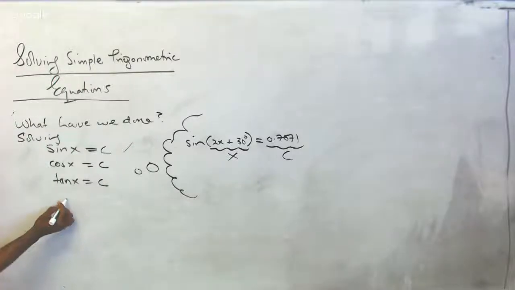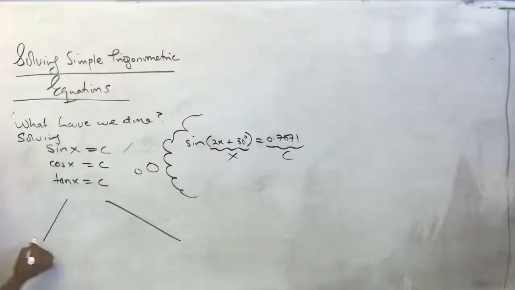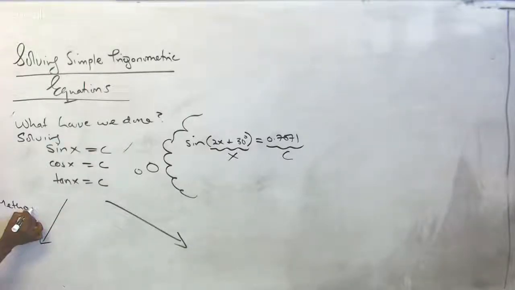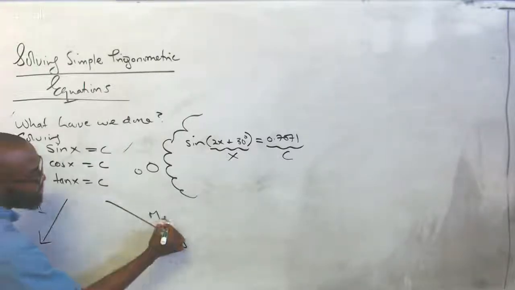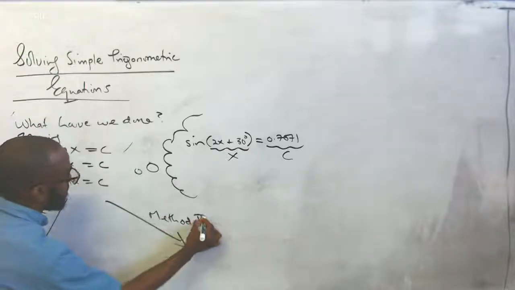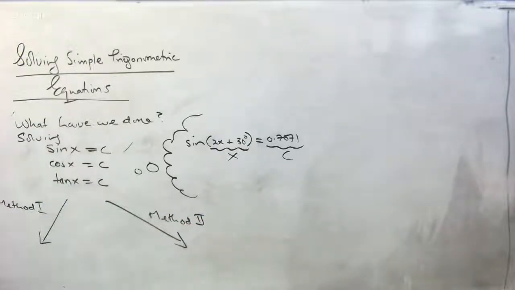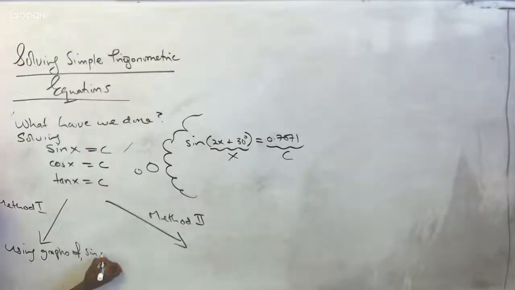And there are two ways to solve this. Method 1 and method 2. What are the two ways of solving? What was method 1? Use the graph. But when do we use the graph? That's a simplified method, using graphs of sine, cosine, and tangent.